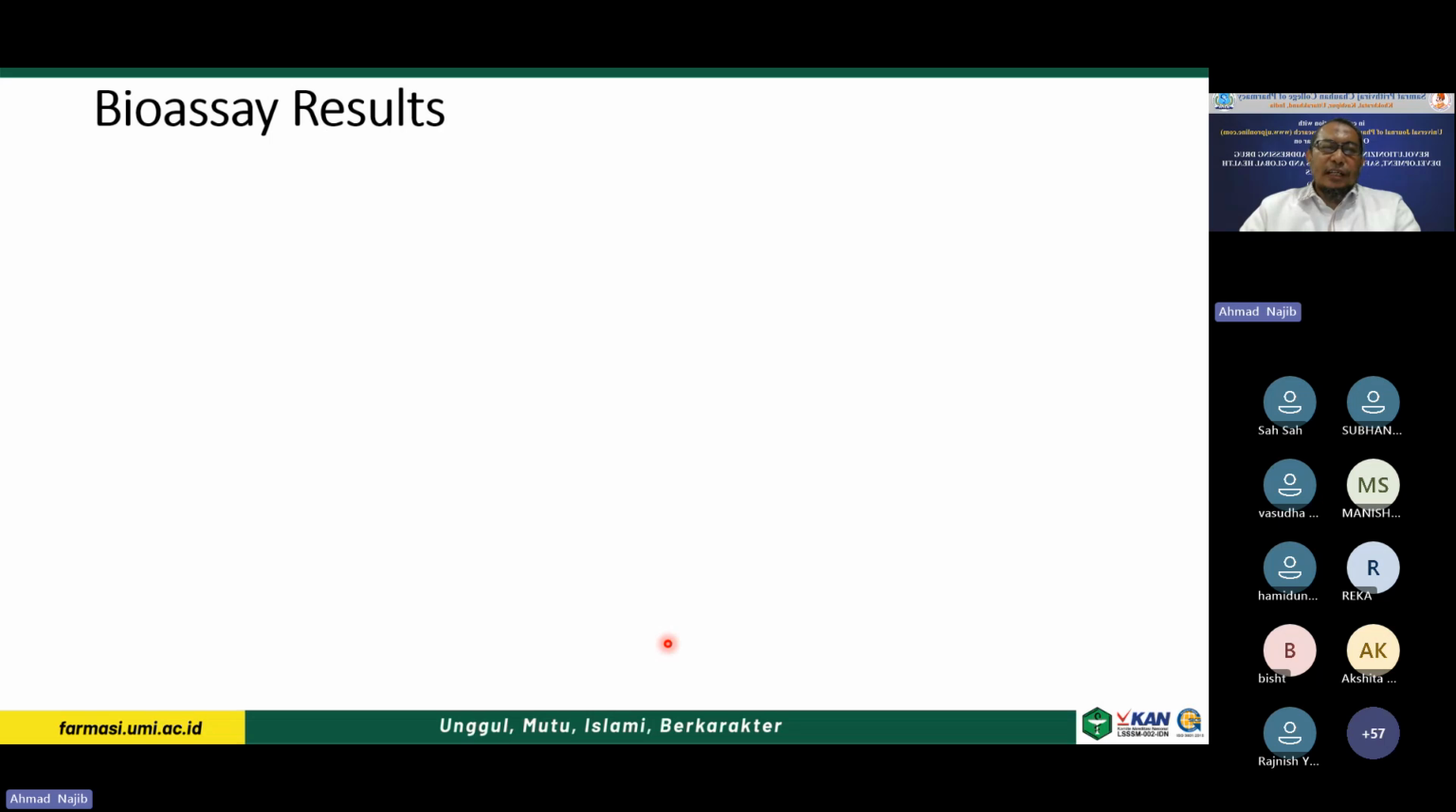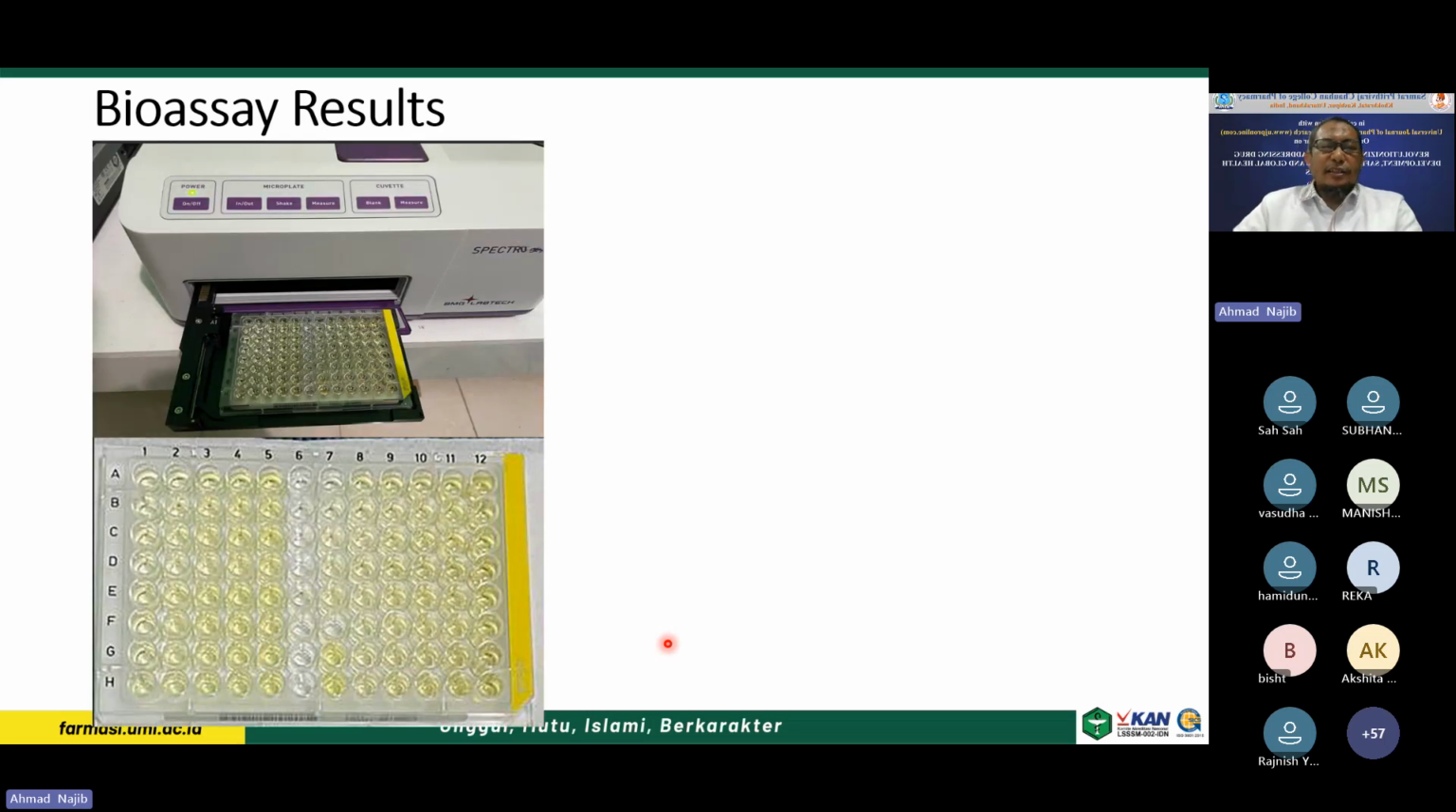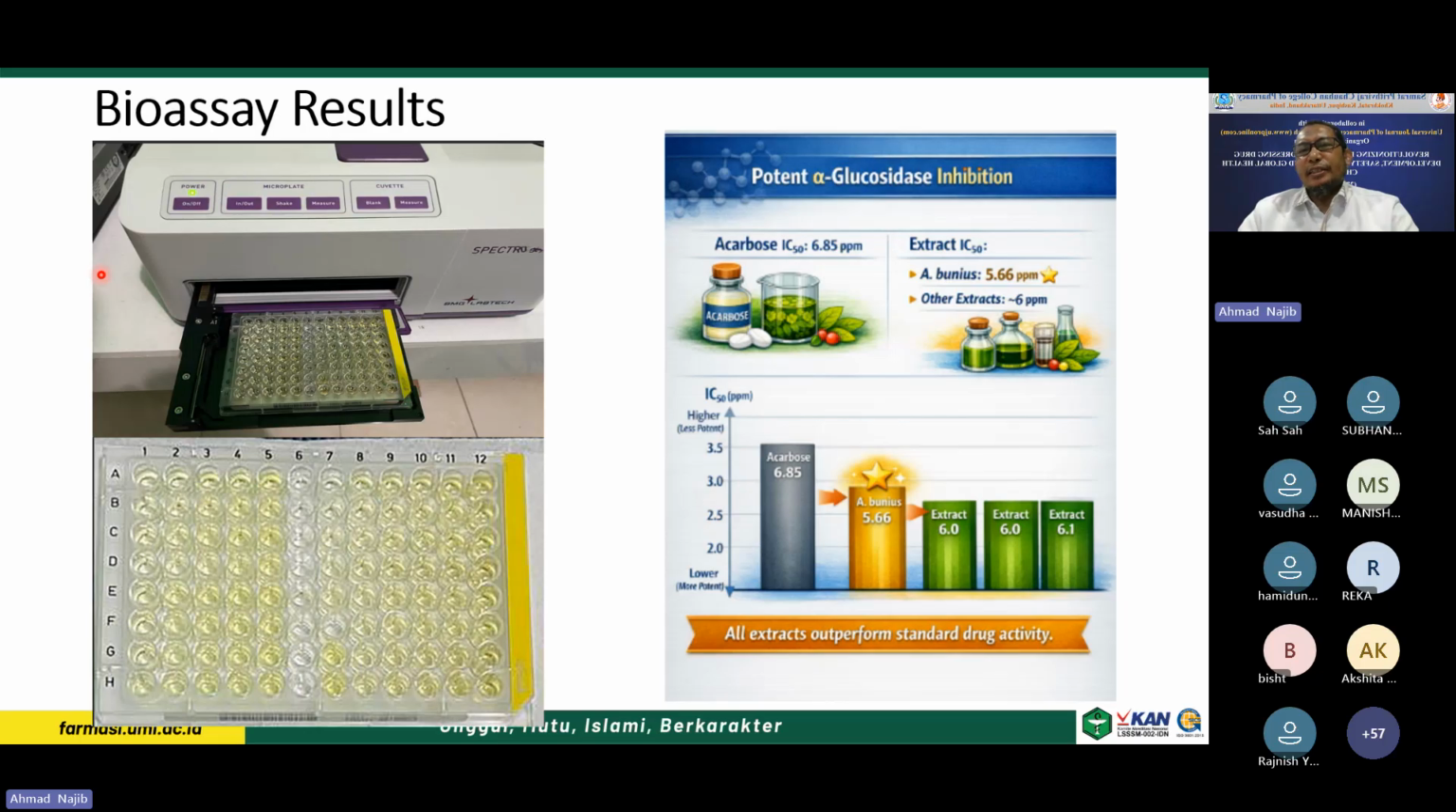After that, we tested alpha glucosidase activity on these samples with a microarray system, and we found potent alpha glucosidase inhibition. With acarbose as the positive control, the IC50 value is 6.85 ppm. Meanwhile, among the extracts, the lowest IC50 is from Antidesma bunius with a concentration of 5.66 ppm. The other extracts are also lower than 6 ppm.